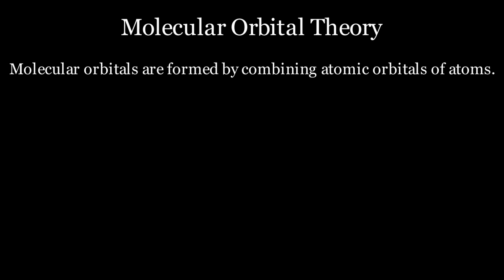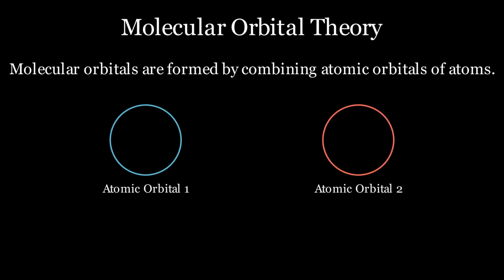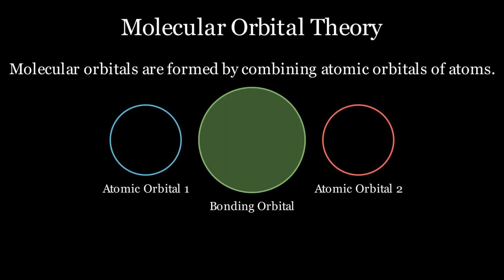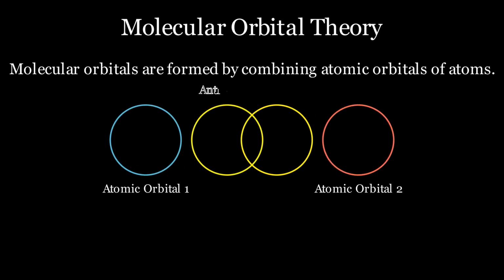Have you ever wondered how atoms come together to form molecules? Well, chemists have too. And one of the most popular theories is called molecular orbital theory. Molecular orbital theory dictates that when two atoms come together to create a molecule, they create something called a molecular orbital, and it has a bonding orbital and an antibonding orbital.